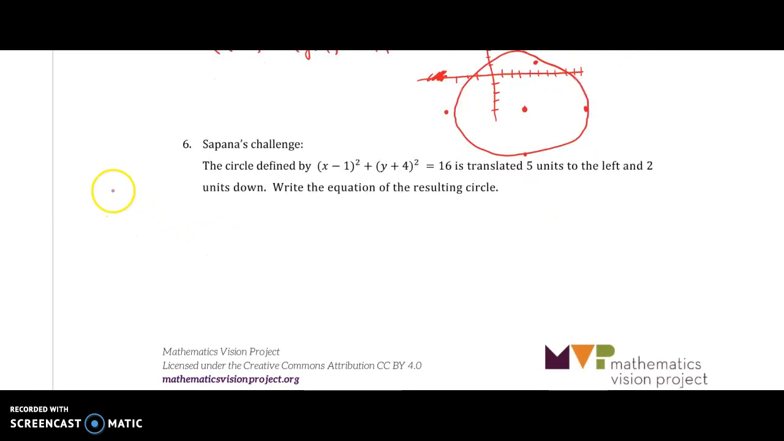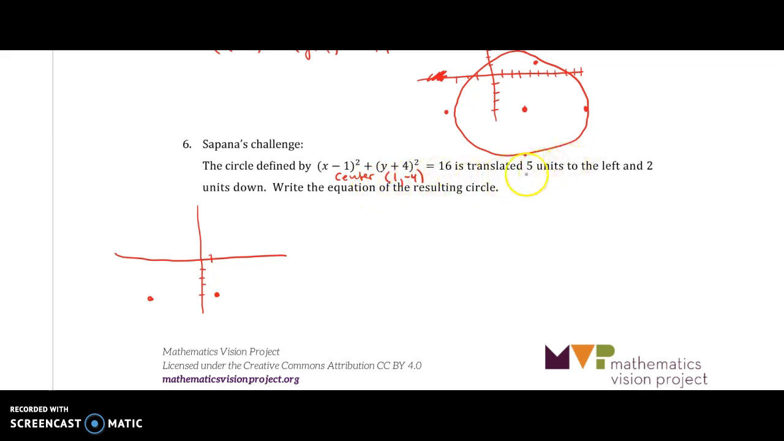Now, the circle is defined by this. It translates 5 units to the left and 2 units down. Now, think about it. If I graph the center here, that center would be at (1, -4). This center is at (1, -4). If I was to translate that 5 units to the left, 1, 2, 3, 4, 5, that would put me at an x-coordinate of -4.